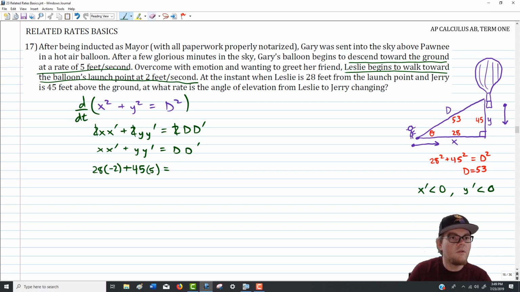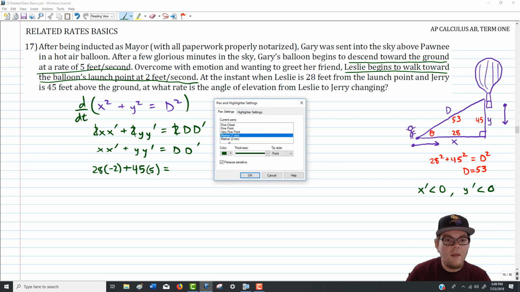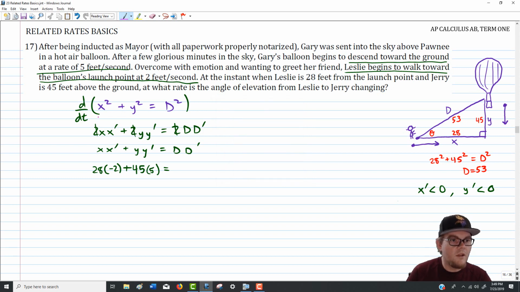Wait a second, I'm not even doing the right problem, am I? Why didn't you stop me? Jiminy Christmas. So yes, all this work would have been good, but that wasn't actually what we were interested in here. We were interested in dealing with the angle of elevation. We wanted to look at theta's rate of change. So we don't need to do all that work. We want to instead look at how theta is changing.